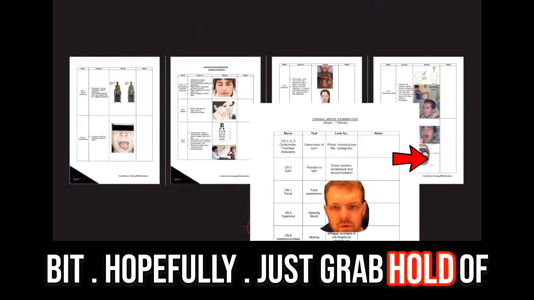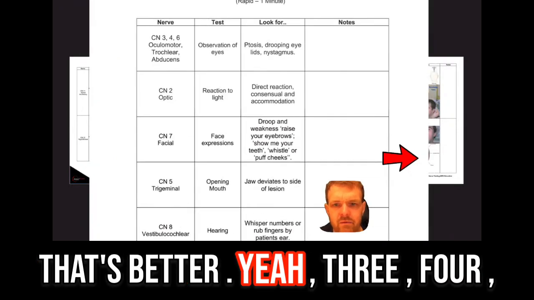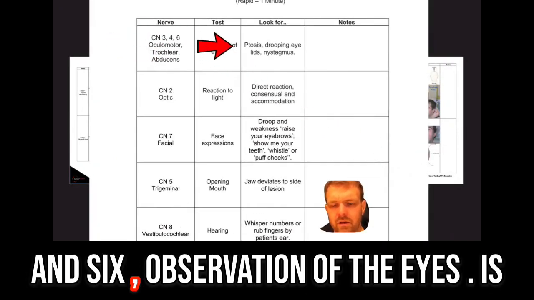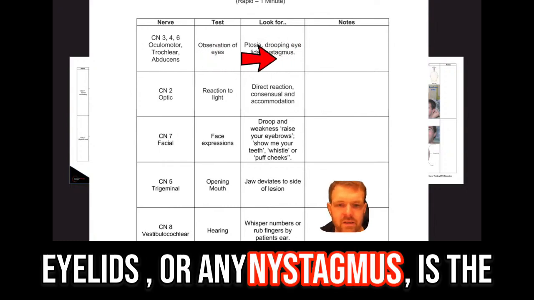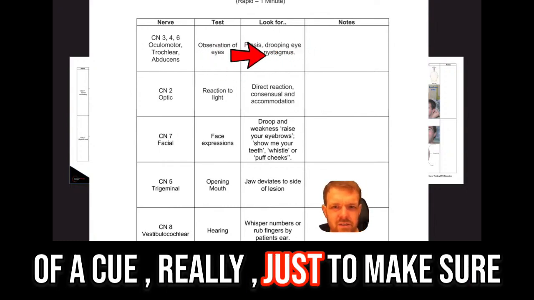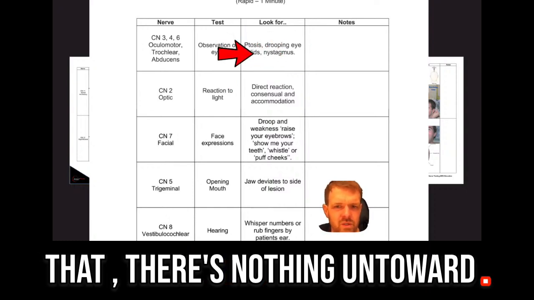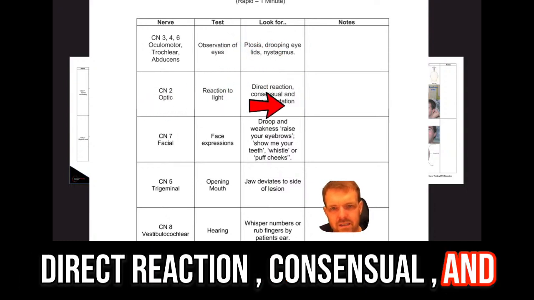Hopefully, just grab hold of that end. So I'll just show you what they're like. Yeah, there we go, that's better. 3, 4, and 6, observation of the eyes. Is there any ptosis, any drooping eyelids, or any nystagmus? Is the eye flickering? It's just a little bit of a cue, really, just to make sure that there's nothing untoward. Something with the optic nerve is a direct reaction, consensual, and accommodation.